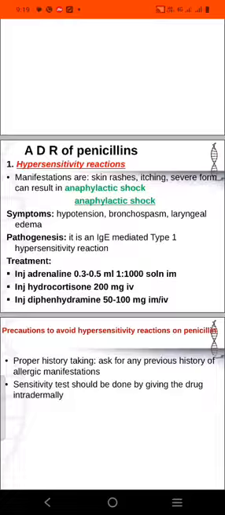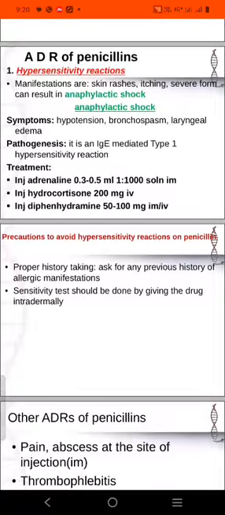So what do we mean by anaphylactic shock? Anaphylactic shock is the acute form of allergy. The symptoms are hypotension, bronchospasm, laryngeal edema. The pathogenesis is an immunoglobulin-mediated type 1 hypersensitivity reaction. The treatment for anaphylactic shock is adrenaline 0.3 to 0.5 ml of 1:1000 solution intramuscularly, injection hydrocortisone 200 mg intravenously, and injection diphenhydramine 50 to 100 mg intramuscularly or intravenously.